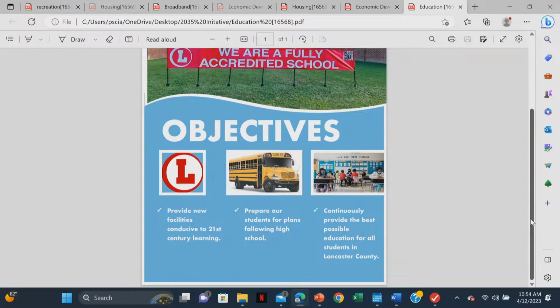And a big focus for next year is preparing students for plans following high school. So we've dedicated personnel to that next year and are currently working on a roadmap for that. And we hope to have a pretty visual, an actual roadmap visual that we can add to that as well so that people can see it.